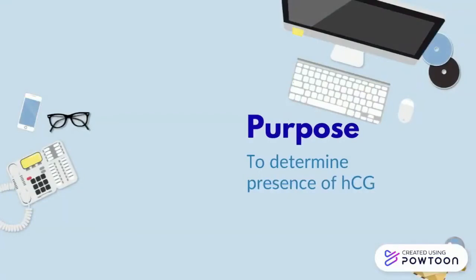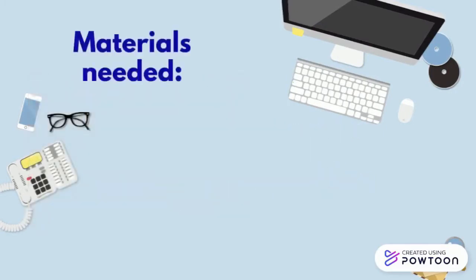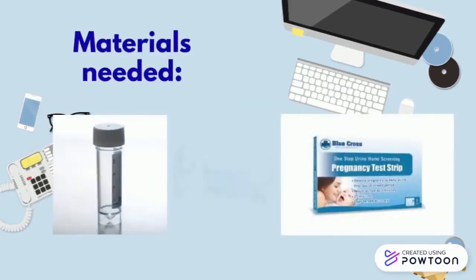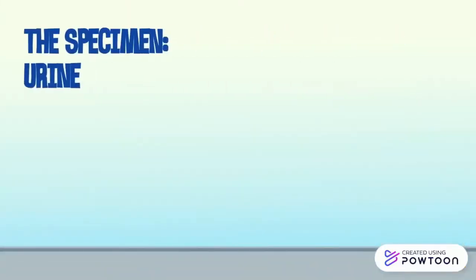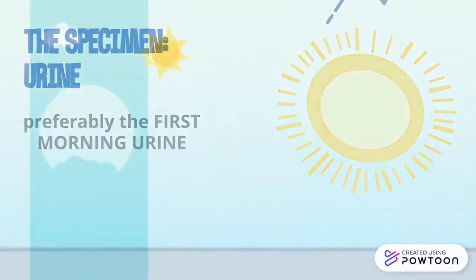The purpose of pregnancy test is to determine the presence of human chorionic gonadotropin in the client's urine, which is a probable sign of pregnancy. The materials needed to perform this are the following: pregnancy test kit, specimen bottle, and medical gloves. The specimen we're going to use is urine, preferably the first morning urine, as it gives us a more concentrated level of cellular elements.